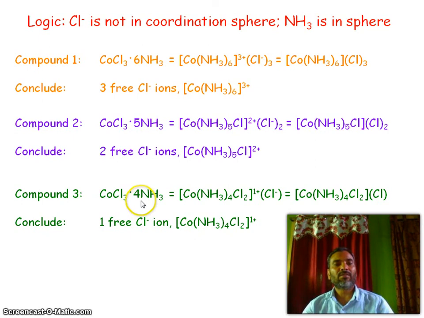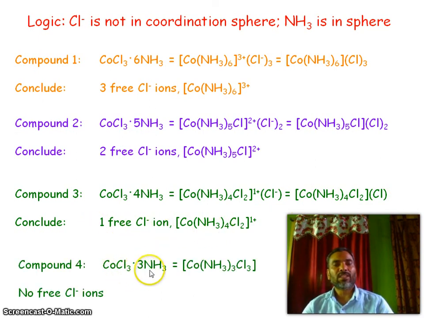Compound cobalt 3 with 4 NH3. Now you see 1 Cl is free, 2 Cl inside. So 1 free Cl minus. Now CoCl3·3NH3: you see 3 Cl inside, no free Cl minus. So friends, you understand what is the meaning of free.